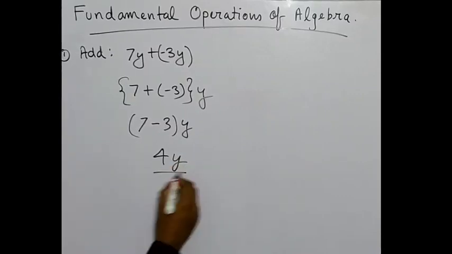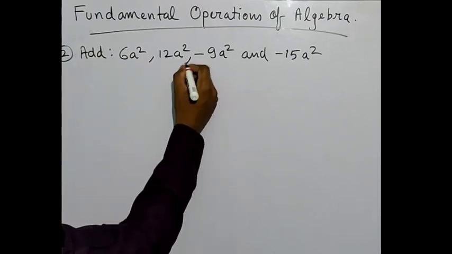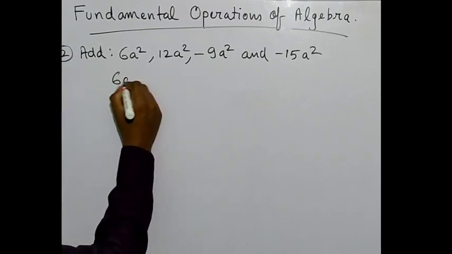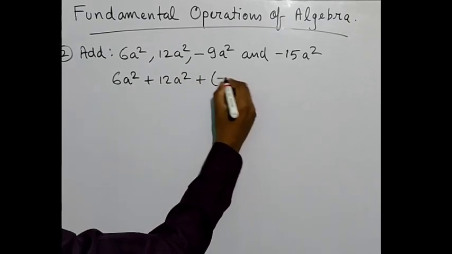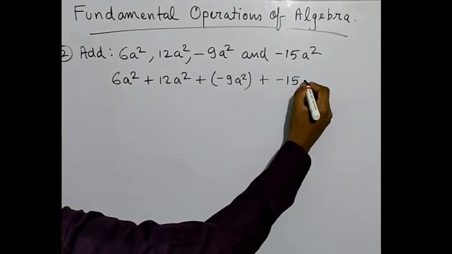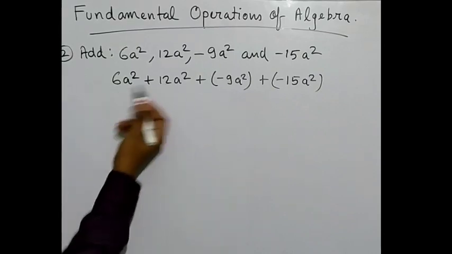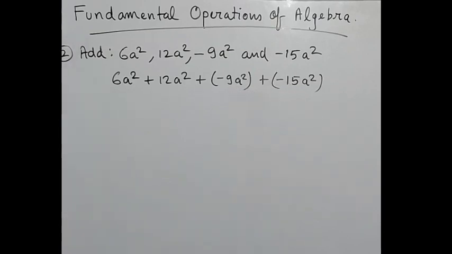So it is 4y. Next, here we have 4 terms which have the same variable part, which means they are all like terms, so all of them can be added. So write 6a square plus 12a square plus negative 9a square plus negative 15a square. Now here you see these two are positive terms, so we can add them together. These two are the negative terms, we can add them together first.